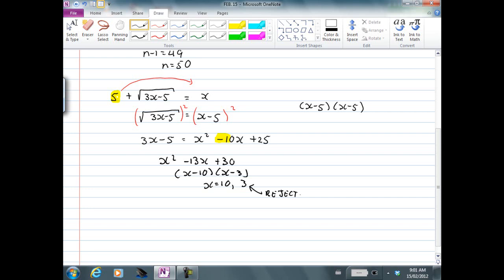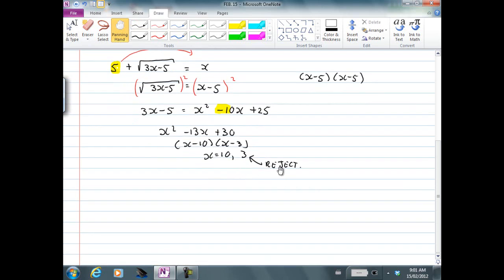Or more importantly, there's a mathematical term for this. Jessica, what's that term called? There's a mathematical term for a reject. It starts with an E. Just like you had, extraneous. Know this term, please. Extraneous root. Okay.